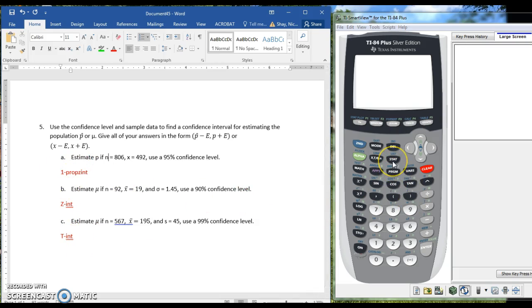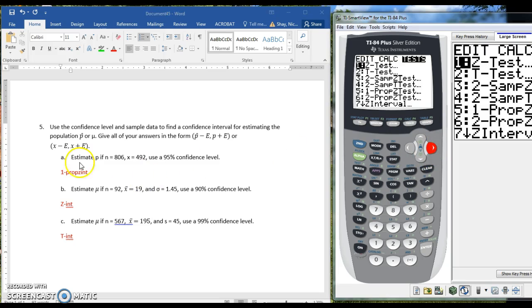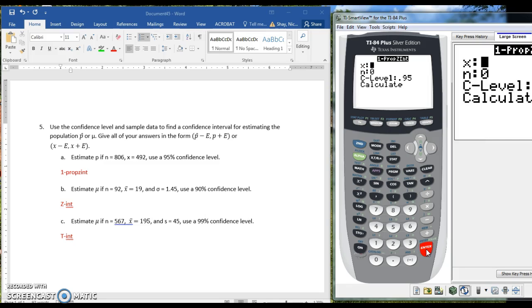Once you realize which one to use, we're just going to go to stat and we're going to arrow over to test. All 3 of these can be found in this list. Let's start with 1 prop Z interval. You need to scroll down for a while. Sometimes it's number 9, sometimes it's letter A, but you see right here, you're looking for 1 prop Z int. I'm going to highlight that.